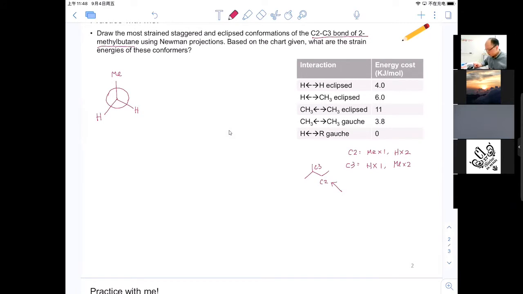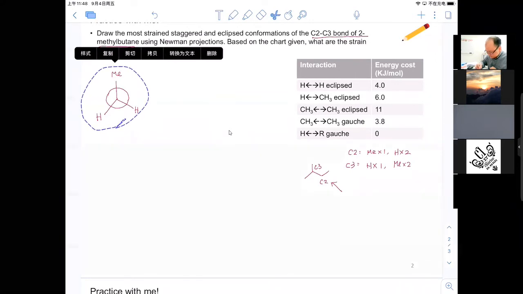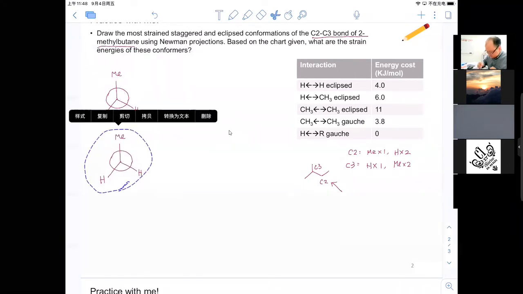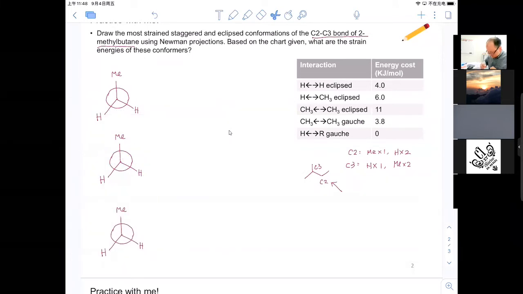How we draw this conformation is that we keep the front carbon not moving, but just rotate the back carbon. So what we can do is copy it, but you can't on the exam, okay? Now let's do the C3 here. On the C3, we have 1 hydrogen, and because we draw the staggered conformation first, it's 60 degrees apart, right? So we have 1 hydrogen here. The rest are 2 methyl.